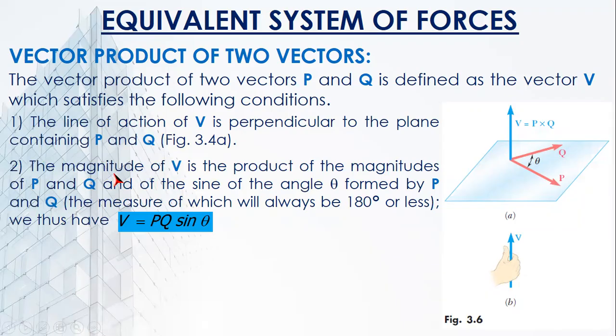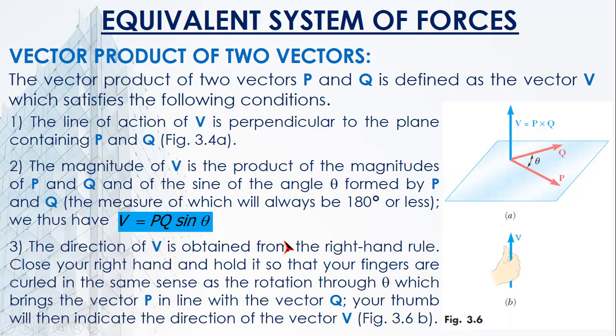Number two, the magnitude of V, since it is a vector. So now the magnitude, not yet the direction. The magnitude of V is the product of the magnitudes of P and Q and of the sine of the angle theta formed by P and Q, the measure of which will always be 180 degrees or less. We thus have V equals PQ sine theta. Magnitude only, just the magnitude.